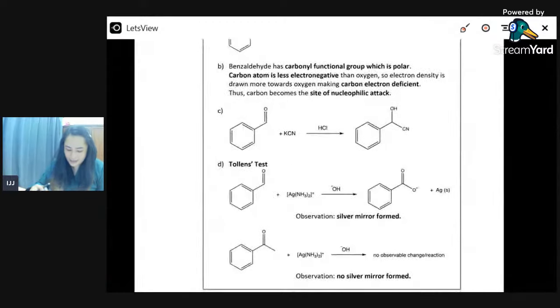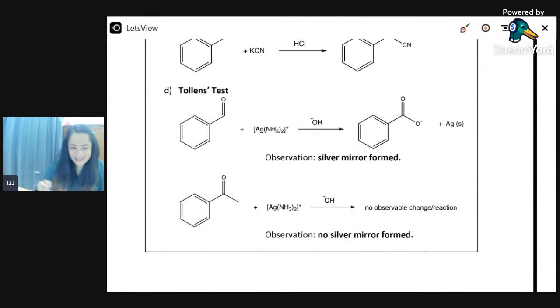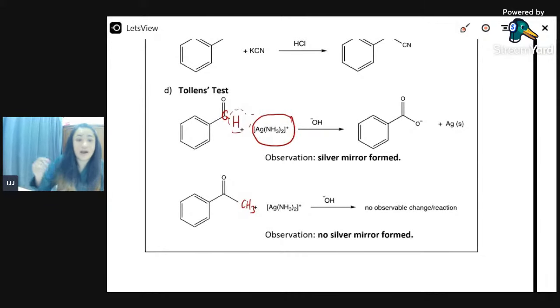Tadi ni lah Tollens test. Tollens reagent ni sebenarnya oxidation reduction reaction, redox reaction. Aldehyde boleh undergo oxidation because dia ada H. Okay, ini CH3. Because your carbon has H here, it can undergo oxidation. So sebenarnya aldehyde ni kena oxidize where your Tollens reagent, which is Ag+, dia akan diturunkan menjadi Ag.